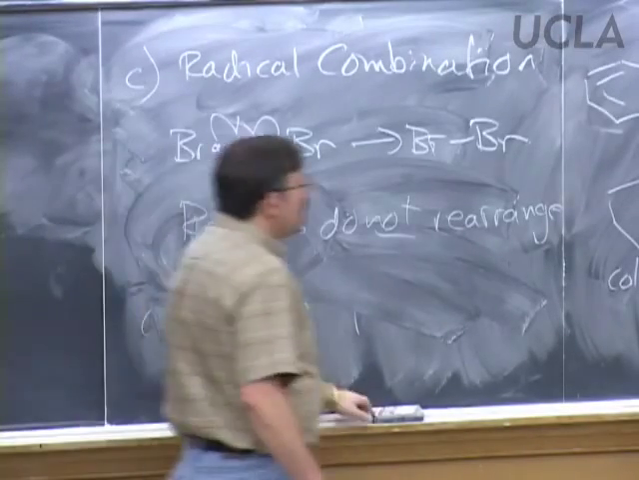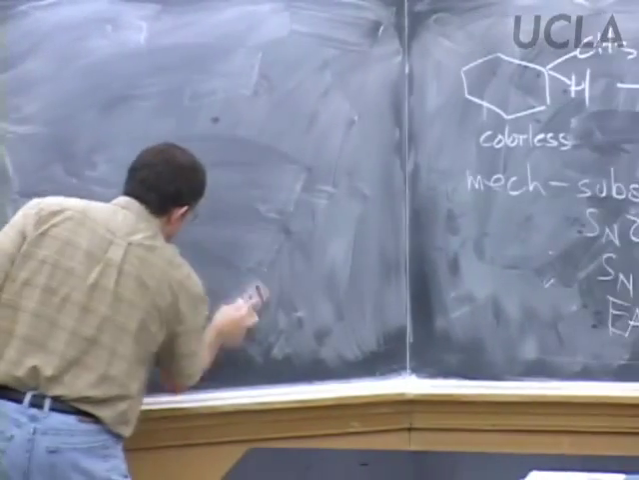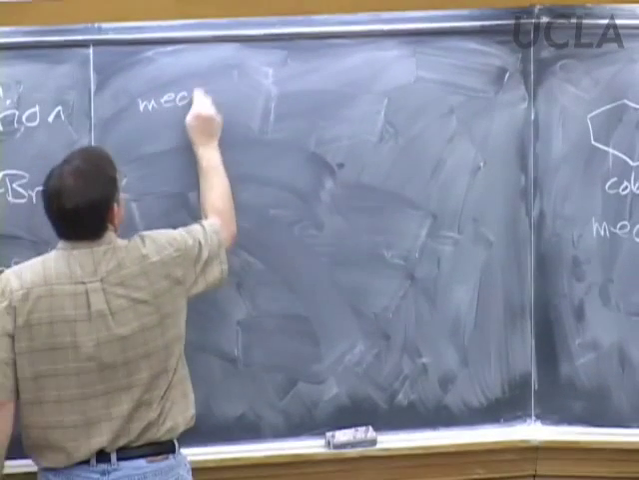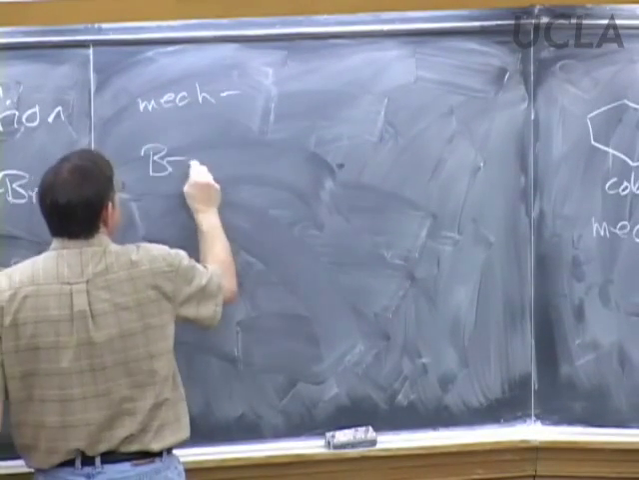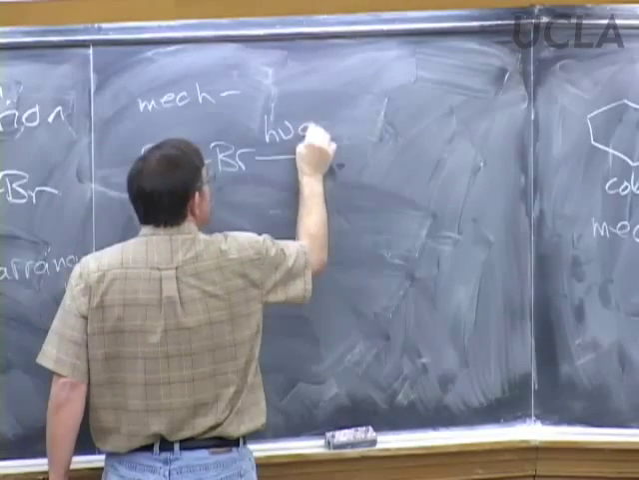All right, so now we're ready to go back to our mechanism. Let me just recap our story so far. This is where we are, back to our mechanism. So far we have bromine in the presence of H nu or heat.